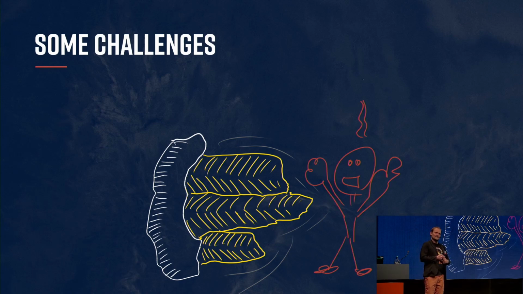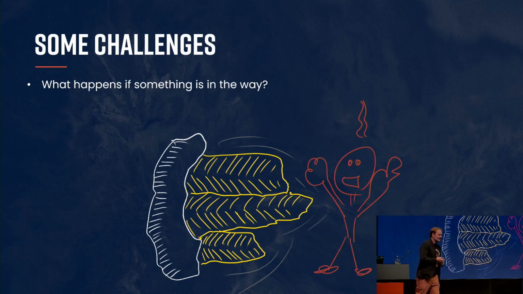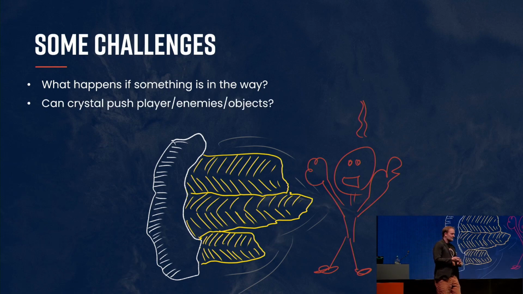Because what happens if you have an enemy who just walks right into the way? And if you consider the crystal being a physics object that pushes things, and the enemy being a ragdoll, there's some crazy rocket moments that happen when things just start exploding. So what happens if something's in the way, and how do we push things?